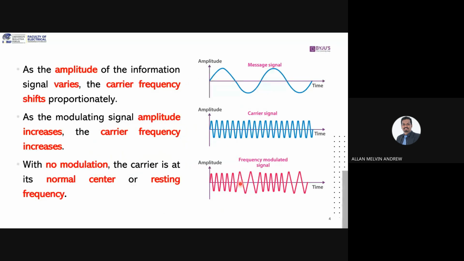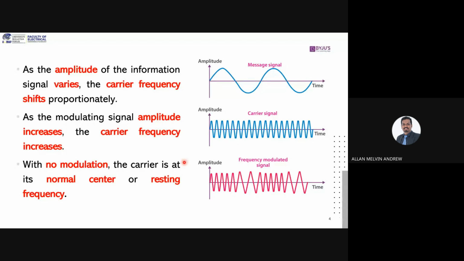Let's see some of the info. As the amplitude of the information signal varies, the carrier frequency shifts proportionally. As we can see from this picture, which we already discussed, when the amplitude is positive, it is nearer. When it goes down, it becomes a bit far. Then when it goes up again in positive, it will be near, and when it goes down, it will be far. As the modulating signal amplitude increases, the carrier frequency increases.